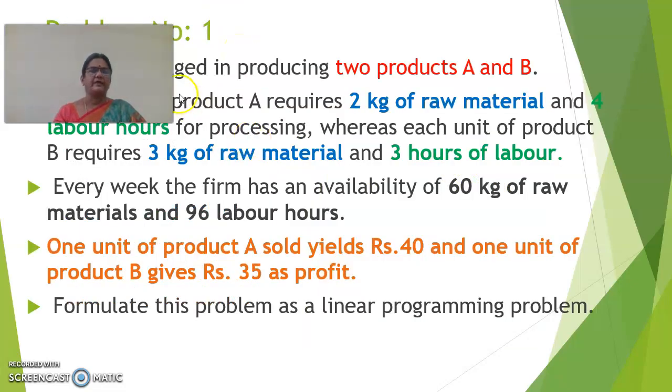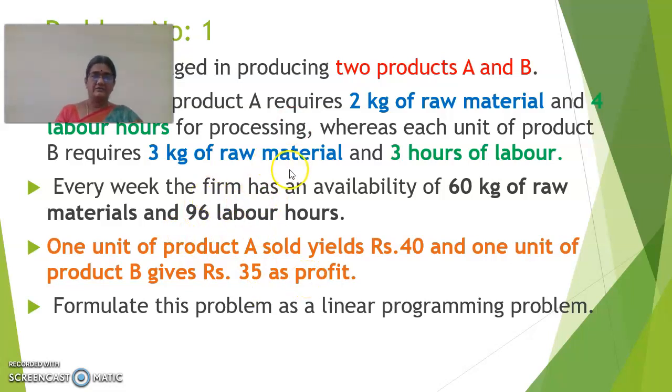Now, look at the problem. A firm is engaged in producing two products A and B. Each unit of product A requires 2 kg of raw material and 4 labor hours for processing, whereas each unit of product B requires 3 kg of raw material and 3 hours of labor. Each week, the firm has an availability of 60 kg of raw material and 96 labor hours. 1 unit of product A sold yields rupees 40 and 1 unit of product B gives rupees 35 as profit. Formulate this as a linear programming problem.